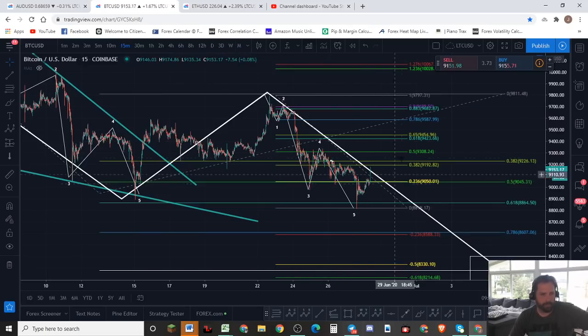And even though we get a pullback today, don't be fooled by it. Don't be freaked out by it. Just watch it, let it form its 3-wave move, and at the top, short the mess out of it.